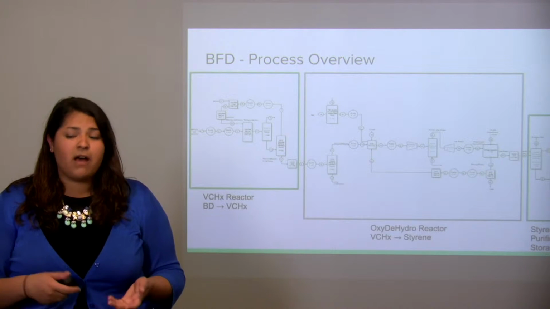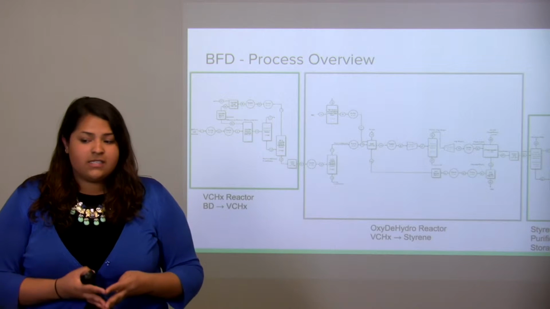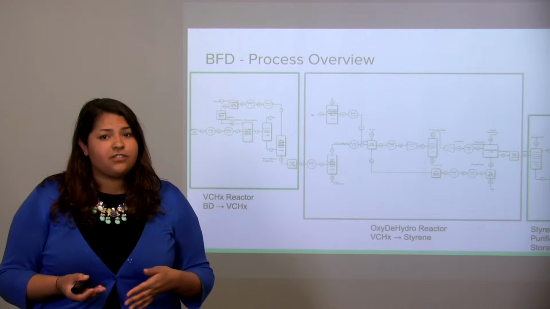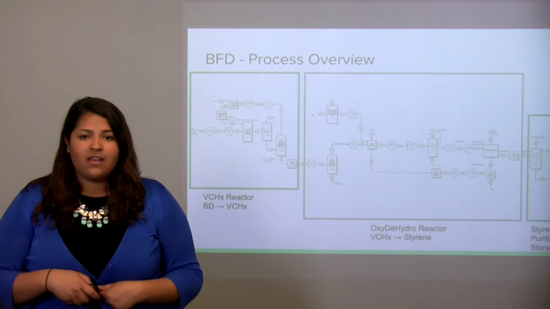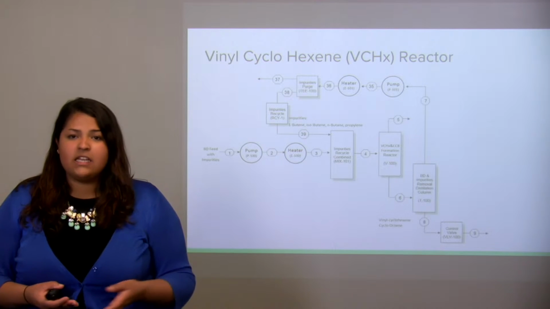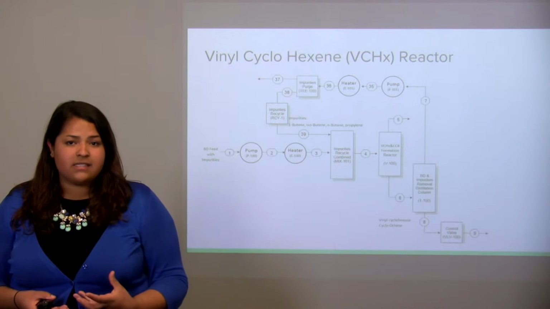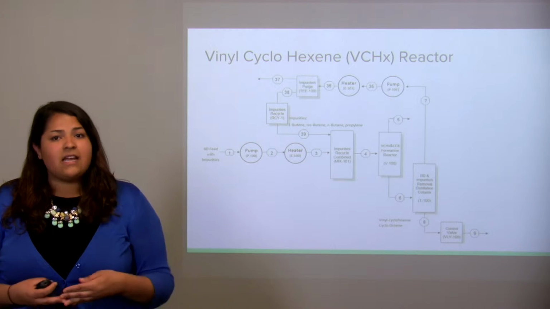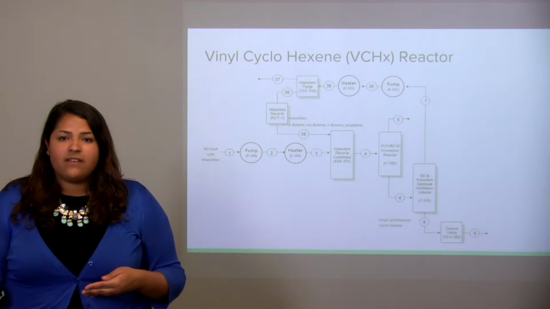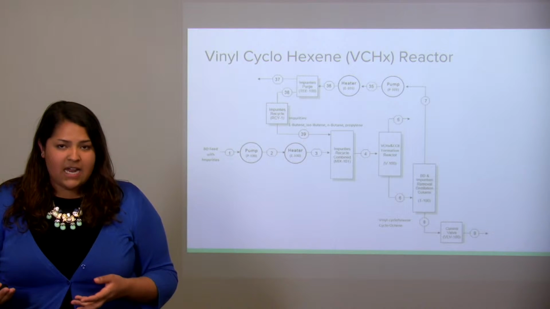And all of this is made possible with 2 reactors, 2 storage tanks, 4 distillation columns, a 3-phase separator, 5 pumps, 6 heat exchangers, and 2 compressors. So, while looking at the first portion of our process, we have our butadiene stream coming from our Taiwan complex. This stream is then sent to the VCHX reactor, and coming out of it is VCHX, of course, but also some remaining butadiene and impurities.